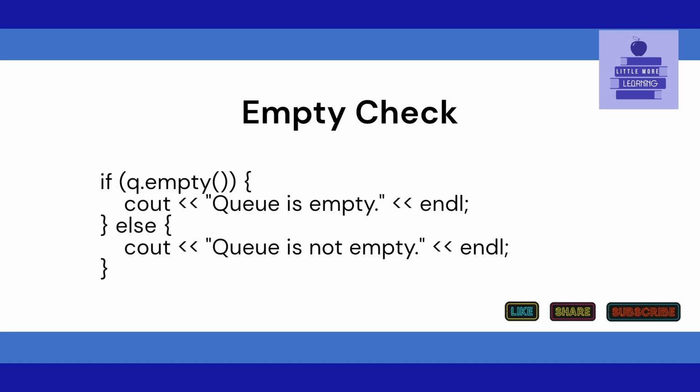You can also check if a queue is empty using the empty function, which returns a Boolean. This code checks if the queue is empty. If it's not, you can continue working with the elements inside.